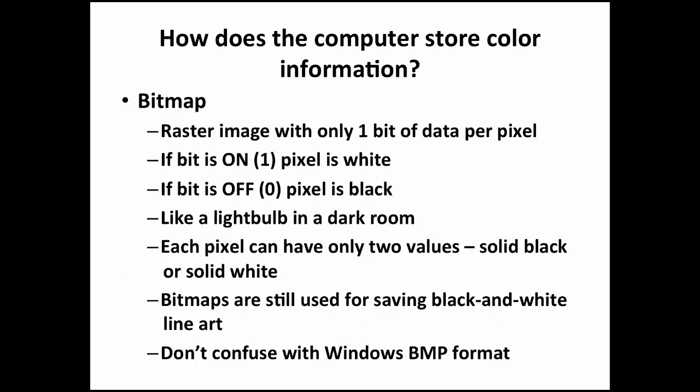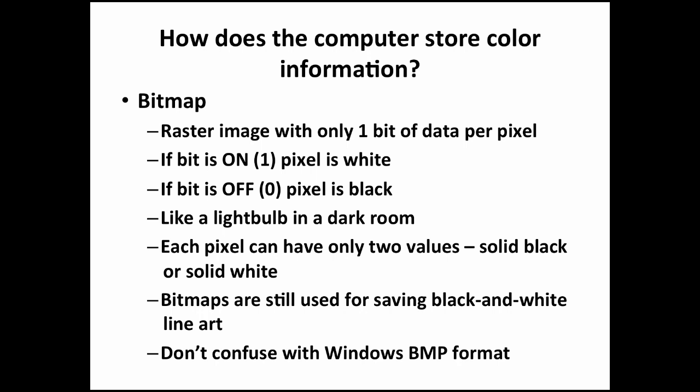Let's consider an example. There's a type of image known as a bitmap. A bitmap is a raster image where there is only 1 bit of data assigned to remember the value of each pixel. So for each pixel in the image, there's only 1 bit of data that is assigned to remember what the value of that pixel should be. If that bit is turned on, in other words, if that bit is occupied by the digit 1, then the pixel appears white on screen.